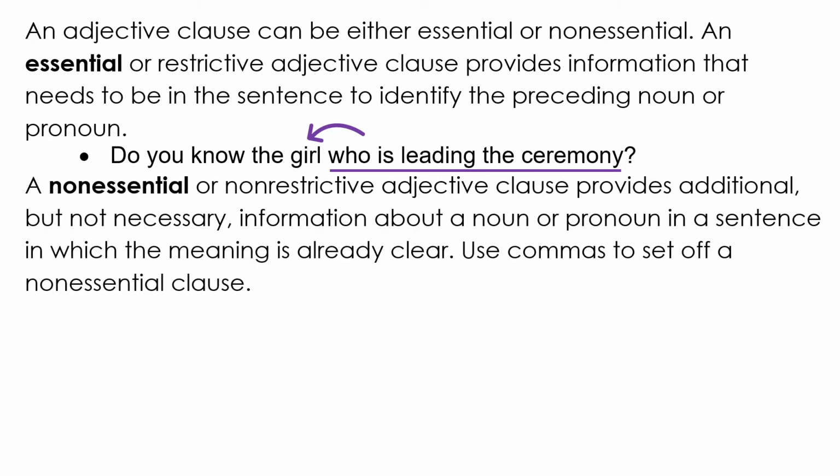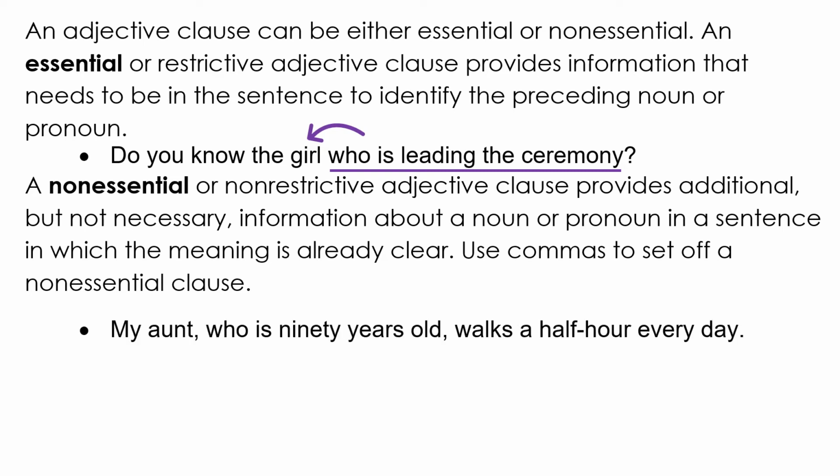A non-essential or non-restrictive adjective clause provides additional but not necessary information about a noun or pronoun in a sentence in which the meaning is already clear. Use commas to set off a non-essential clause. My aunt, who is 90 years old, walks a half hour every day. Who is 90 years old is describing aunt, so it's an adjective clause, but it's not essential for the sentence, so we use commas.